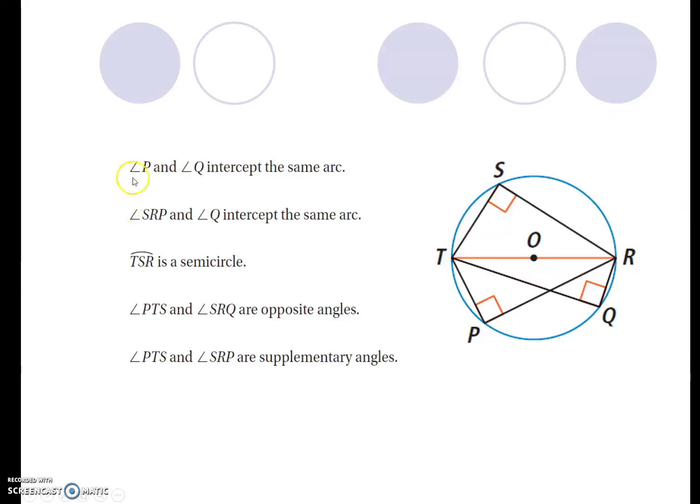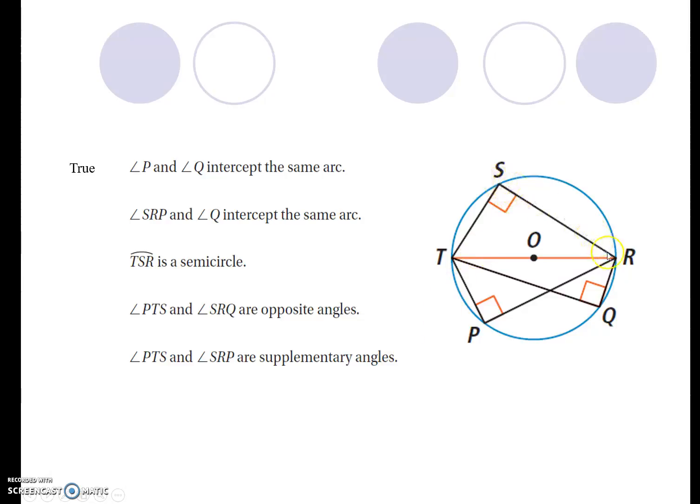Okay, so let's start with this first one, angle P and angle Q. So I'm looking at angle P. The intercepted arc I see is TSR. You can find it by going to the ends of my angle here to figure out where it's intercepting. So it's going from TSR. And I look at Q, and Q's endpoints are R all the way over to T. So that is true. They're intercepting the same arc. Angle SRP and angle Q intercept the same arc.